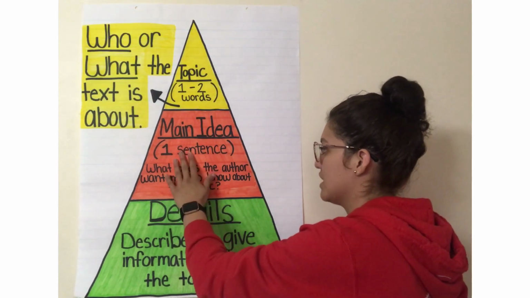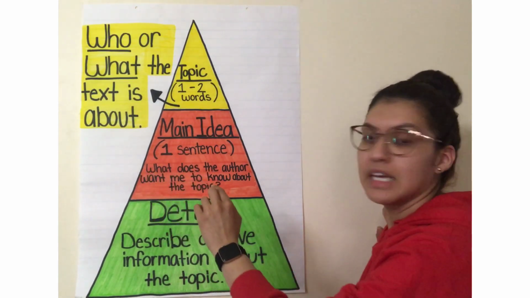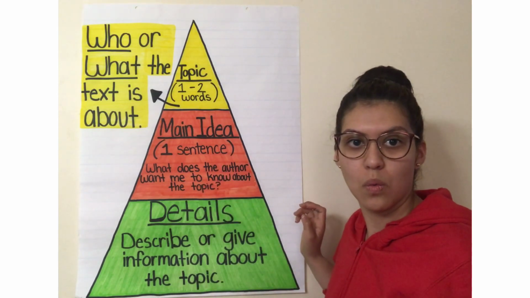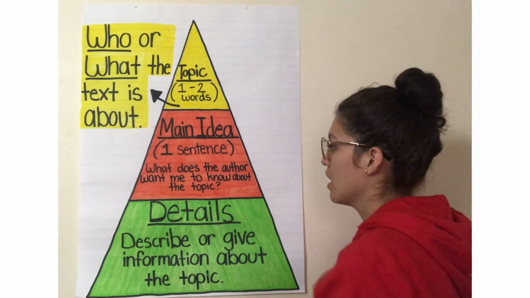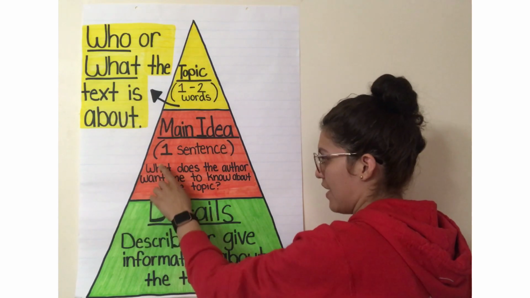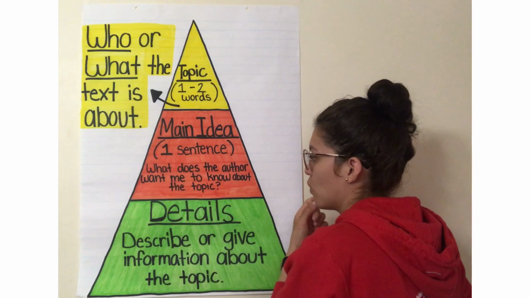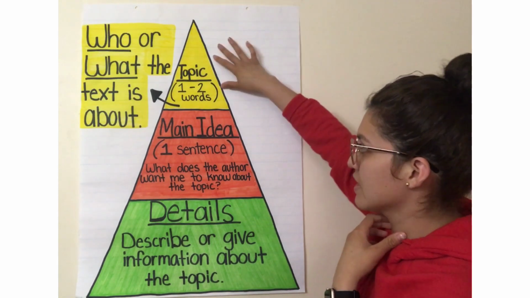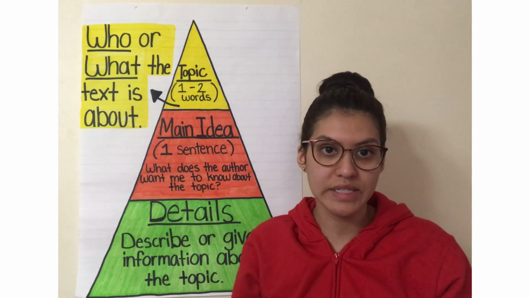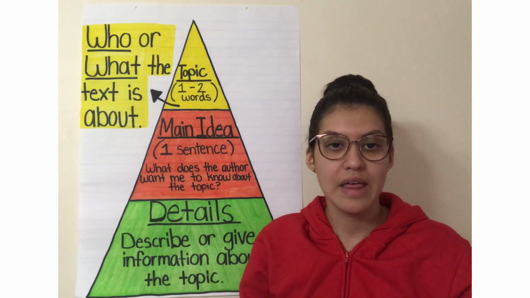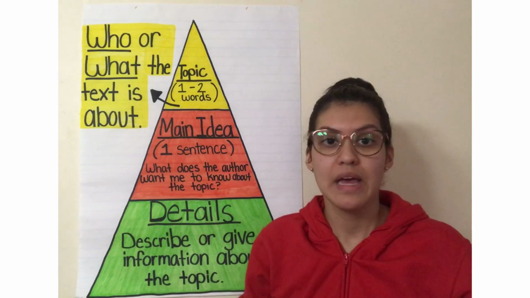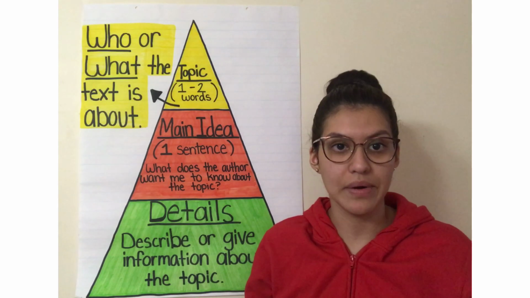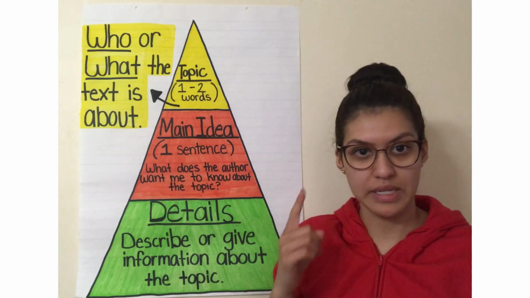Then we have the main idea. Now, like we mentioned, the main idea is one sentence. So how do we figure out what that one sentence is going to be? Well, the way you can figure that out is by thinking about, what does the author want me to know about the topic? So after you figure out the topic and you know who or what the text is talking about, then you get to the main idea. Okay, now that you know who or what the text is about, what do they want you to know about it? And that's where you're going to give me the one sentence.